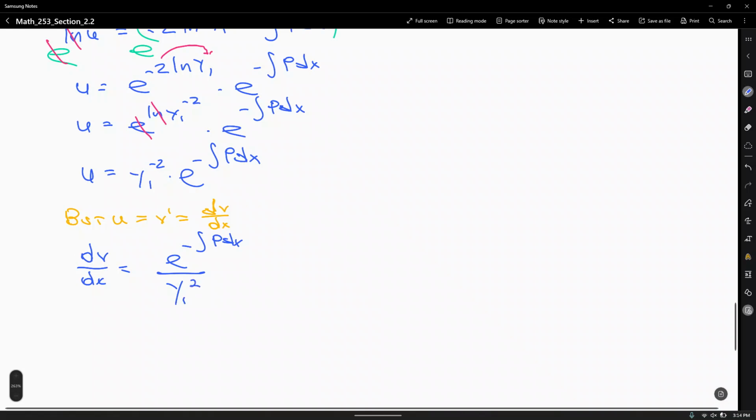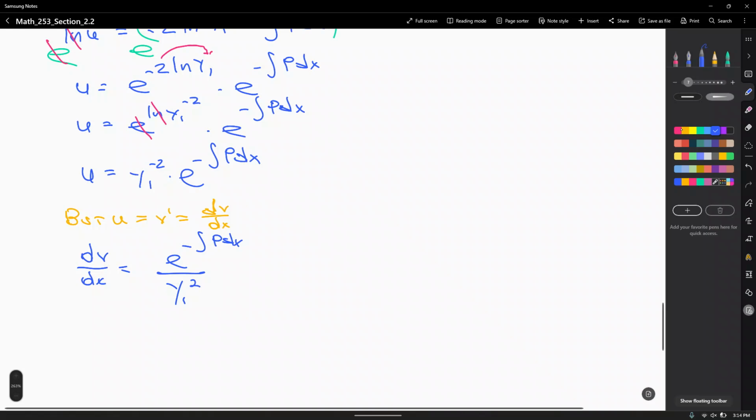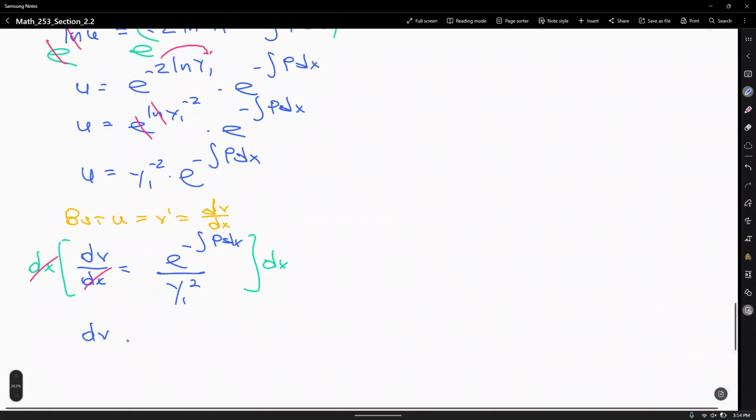And then I'm going to multiply both sides by dx to separate the variables. All right, so cancel, and dv equals e to the negative integral of p dx over y sub 1 squared dx, and we may now go ahead and integrate both sides.